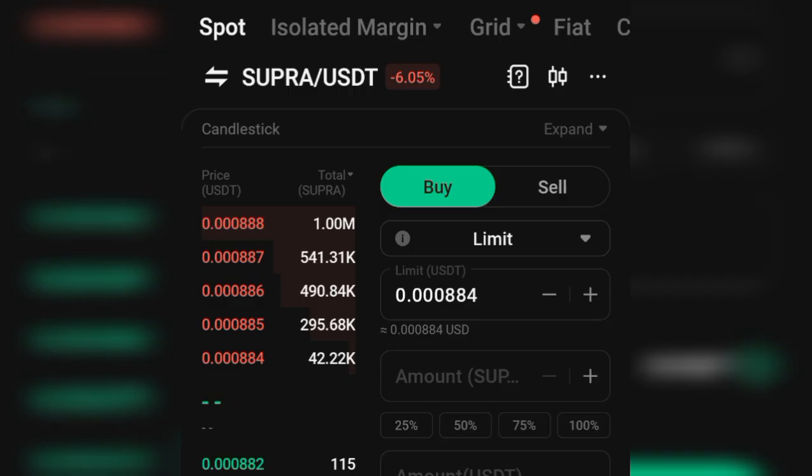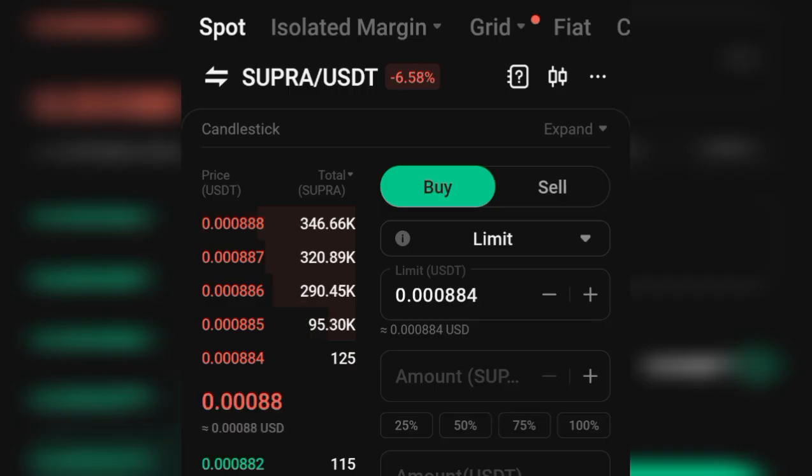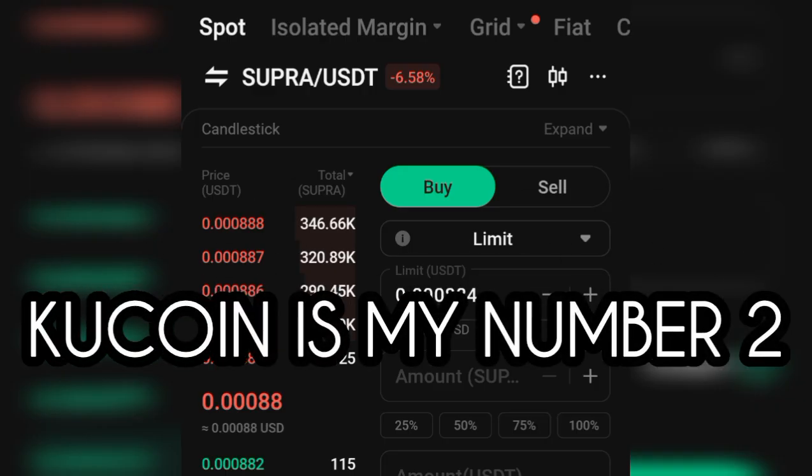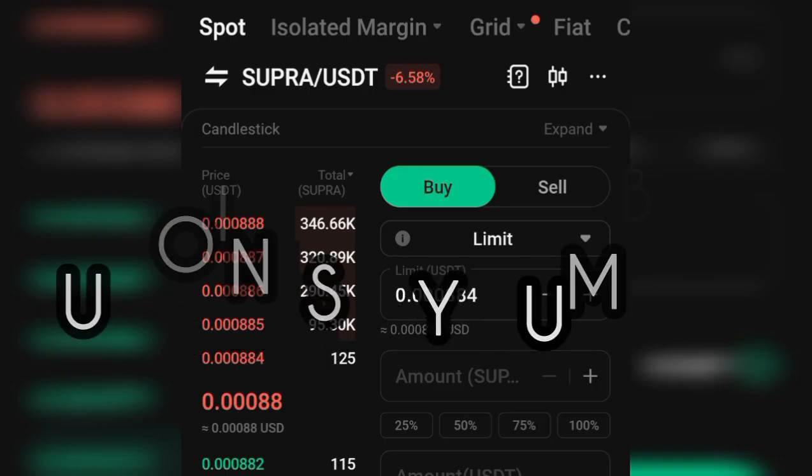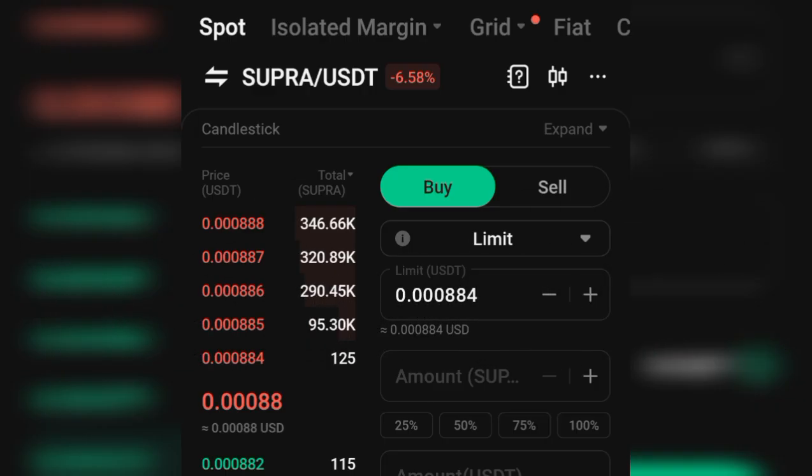So my number two exchange that I would suggest you have, and I'm sure you already have it, is KuCoin. Why do I like KuCoin so much? Of course, you guys know that KuCoin is more expensive than Binance. But because of the standards it upholds, it also ensures that not just any kind of coin is listed on it. It is my number two.